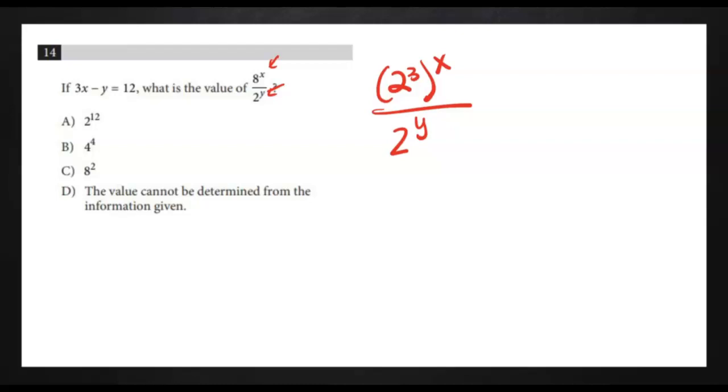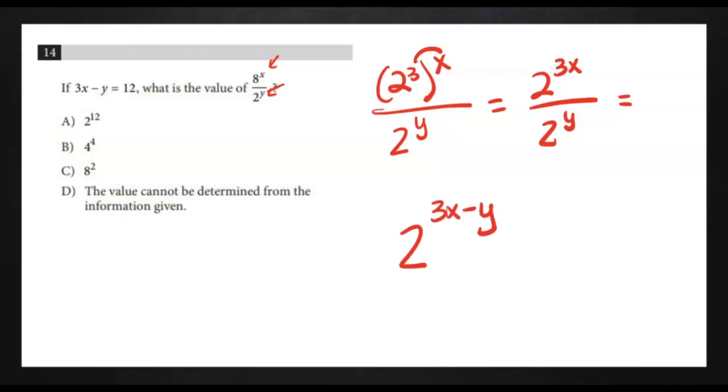When I have a power raised to a power, I multiply my exponents together. So what I end up having is 2 to the 3x. And remember that when you are dividing like bases, you subtract your exponents. So what I really have is 2 to the 3x minus y. Hey, that matches what you are given, 3x minus y. So you can actually replace that 3x minus y with 12, giving 2 to the 12th. Notice they're not asking you to find out what that actually equals. You could just say it's 2 to the 12th power.